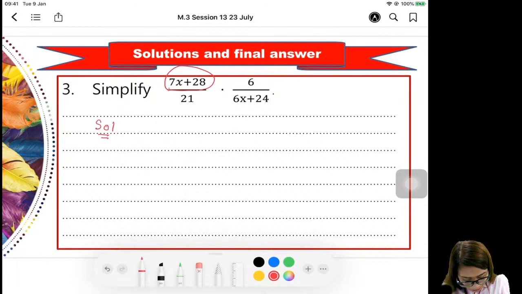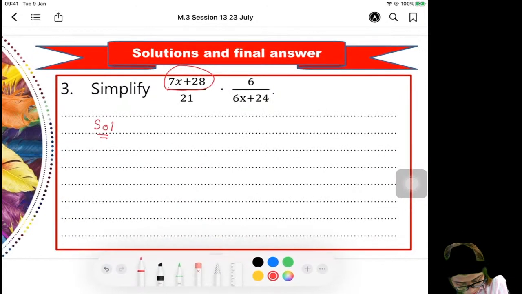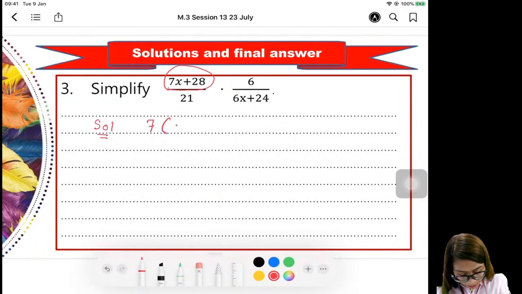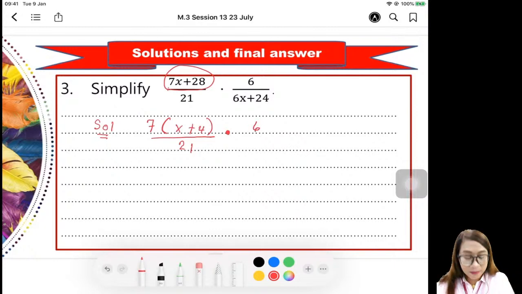Okay, so take 7 out. Take 7 out, so this is it. And then 7x divided by 7 is x, plus 28 divided by 7 is 4. Close it. Then all over 21. And then times, copy x, copy 6 over.